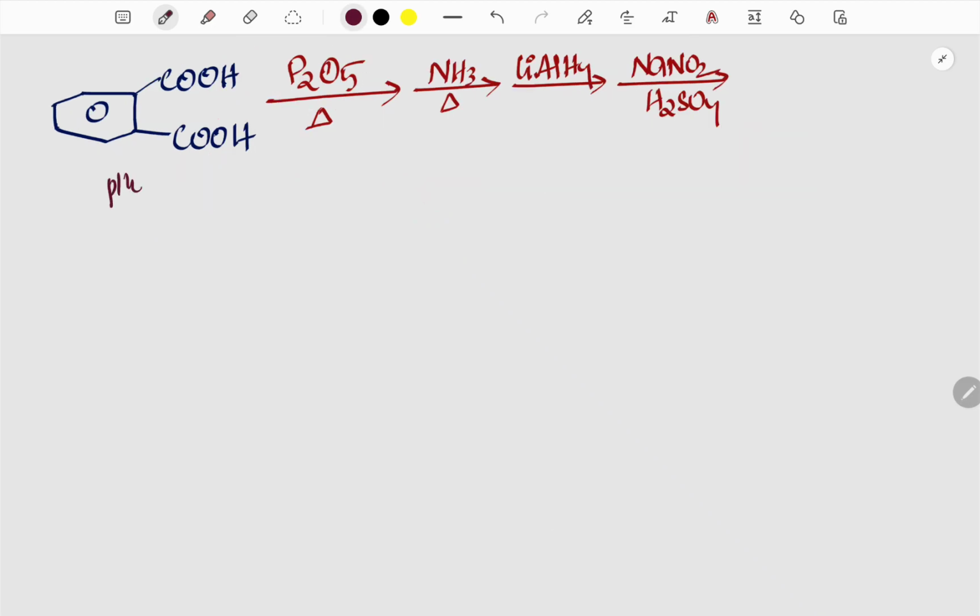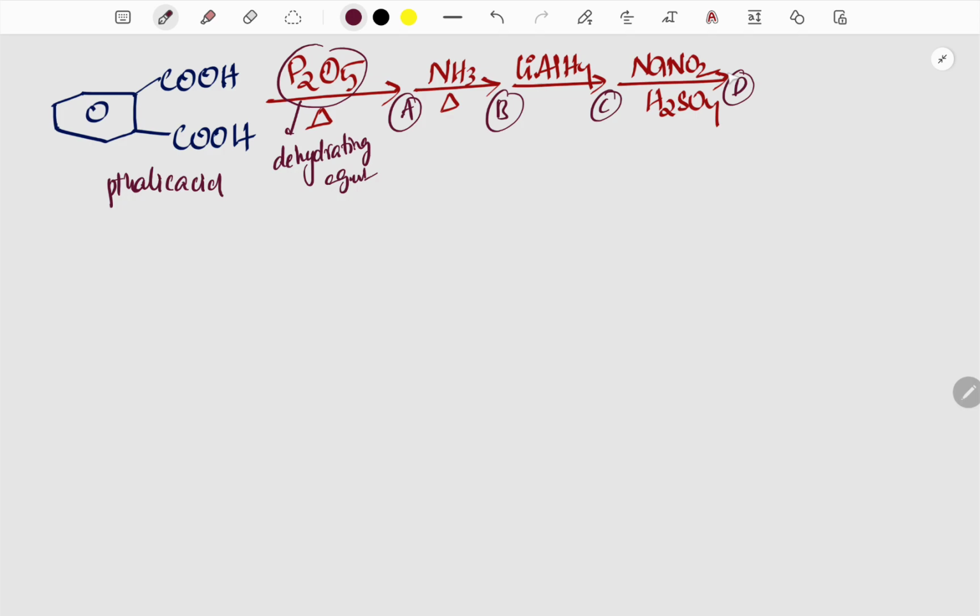It is a phthalic acid. So phthalic acid is treated with P2O5, and P2O5 is a dehydrating agent. Therefore phthalic acid undergoes dehydration and finally it gives the corresponding phthalic anhydride.